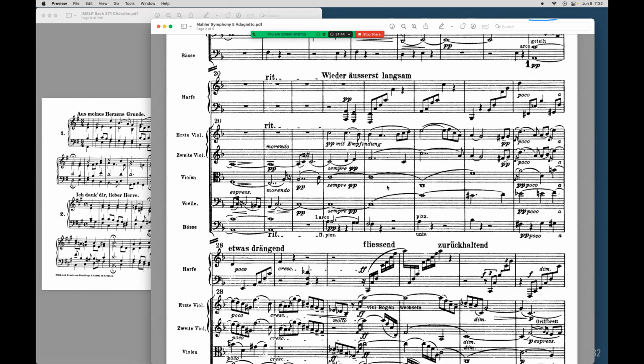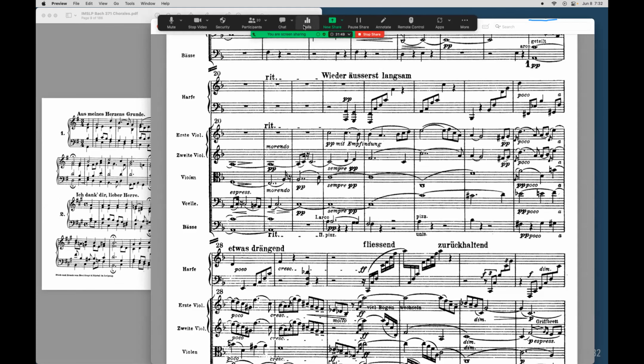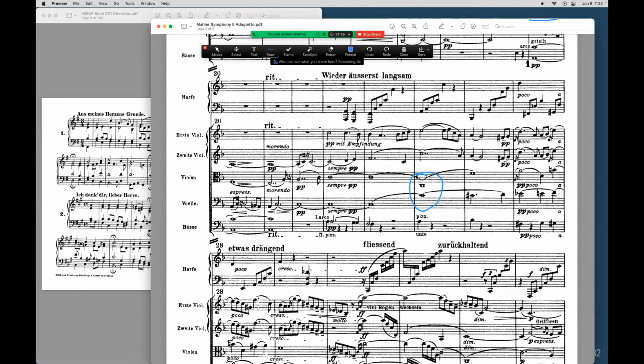One thing that I just wanted to point out here that was really interesting about this very specific place was this. Who is higher there, the cello or the viola?